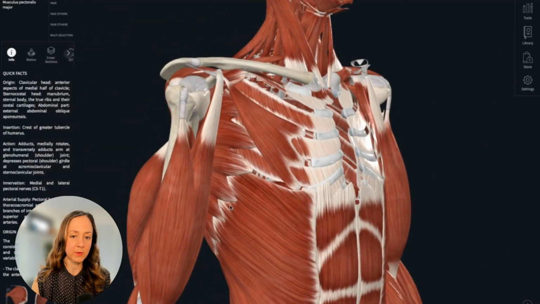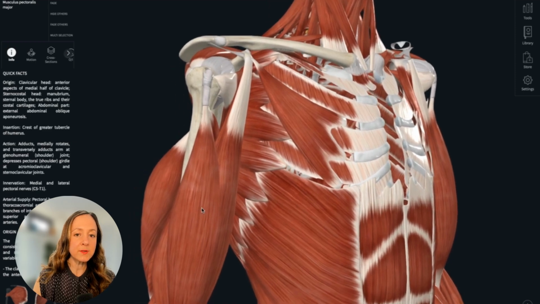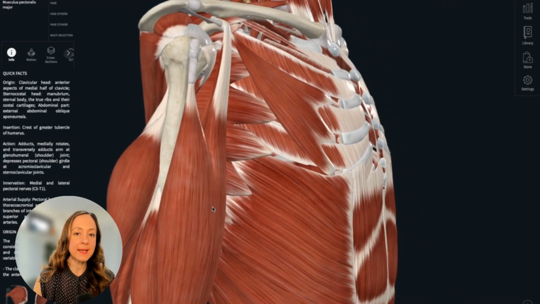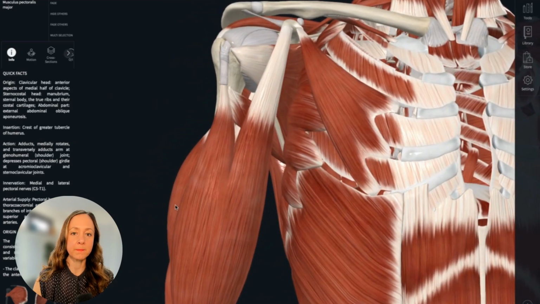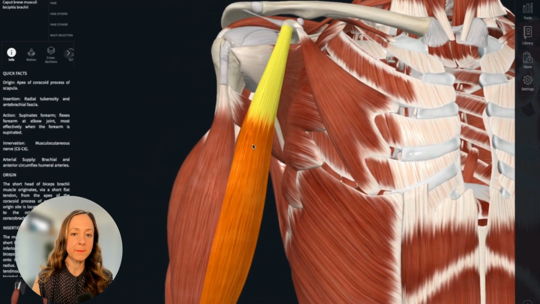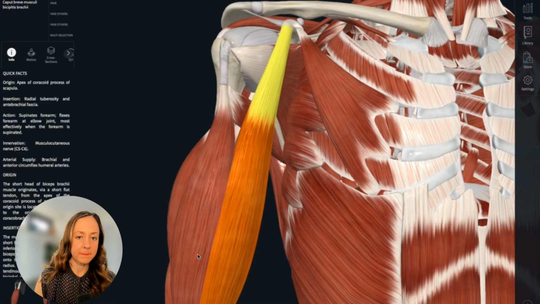We just moved the deltoids out of the way so we can see some of these deeper structures. Let's focus in on what's happening in the shoulder girdle by moving through some of these muscles. The short head of biceps brachii and then the long head of biceps brachii. We're going to move both of those out of the way.